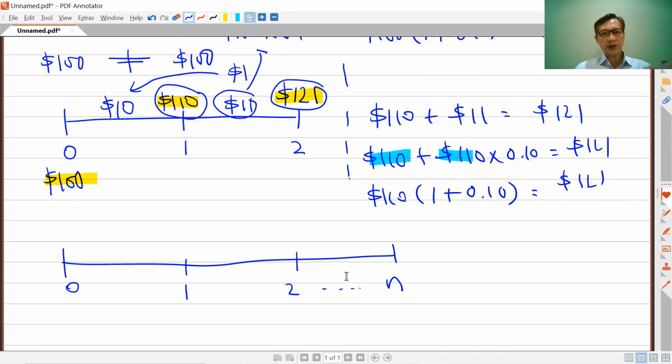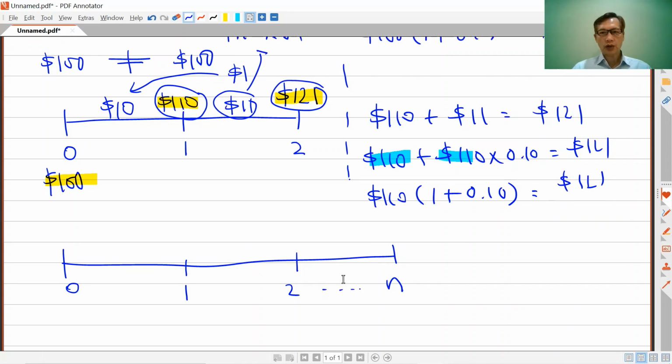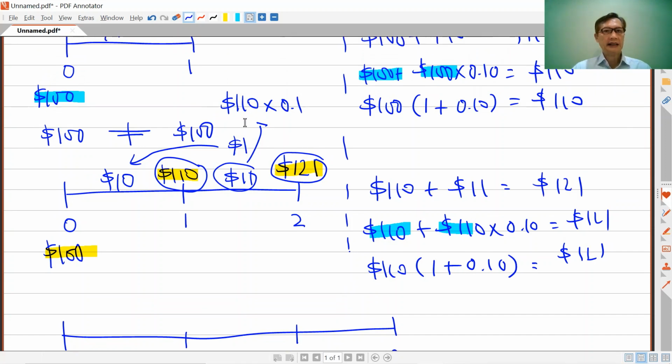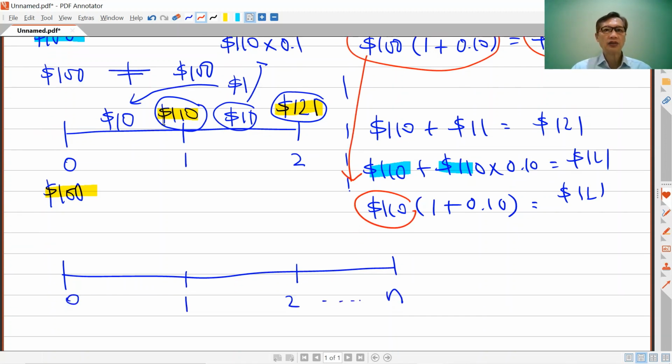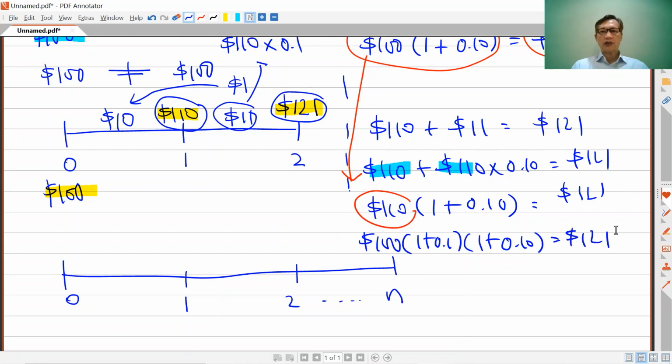So you can see we go by step. So let's go back to the 1 year. So we can now replace this one here. This is a 110, which means it is a first year 100 starting plus the interest. So we're going to replace the 110 here with this 100 times 1 plus 0.1. So this is the 100, 1 plus 0.1, and then you have another 1 plus 0.1 here. That gives you the amount at the end of 2 years.